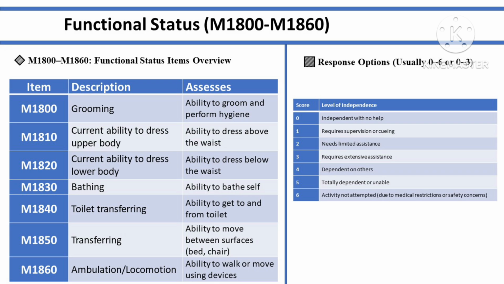We have 0 to 3 responses or 0 to 6 responses to select for the series. 0 should be selected if the patient is independent with no help required. 1 means requires supervision or cueing. 2 should be selected if the patient needs limited assistance. 3 is for those who require extensive assistance. 4 should be selected if the patient is dependent on others. 5 if the patient is totally dependent or unable. 6 should be selected if the activity was not attempted due to medical restrictions or safety concerns.